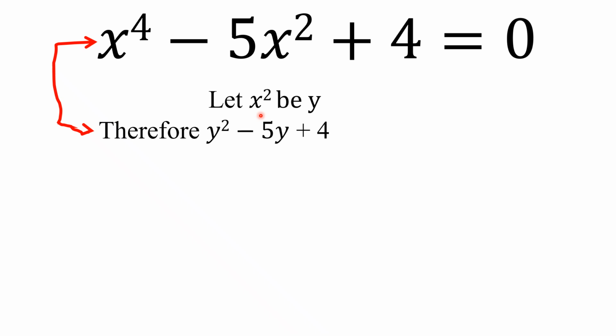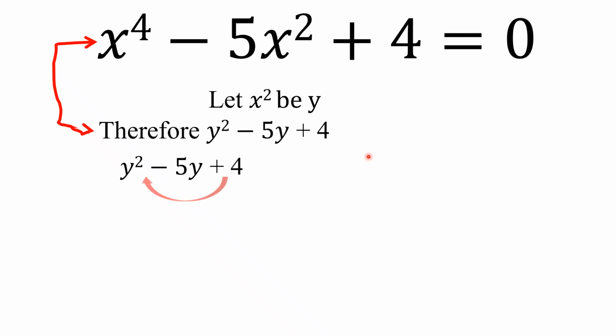So if x squared is equal to y, then x to the power 4 becomes y squared. Then we have minus 5x squared, and this x squared is equal to y, so minus 5y comes out. Then we have y squared minus 5y plus 4 is equal to 0. After that we can solve for y, right?